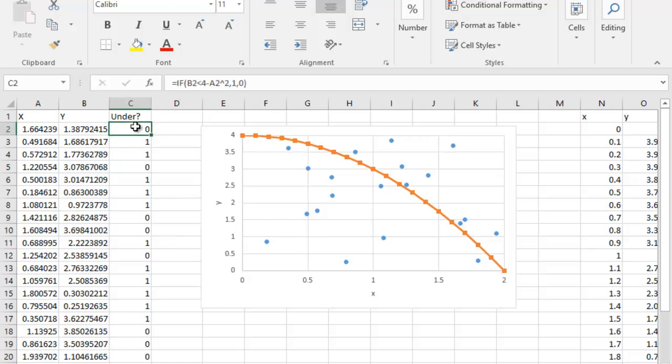Then in this column, I built an if command. So what this is checking is if the y coordinate is less than 4 minus the square of the x coordinate. So Excel is just checking if y is less than 4 minus x squared, which is exactly what I want to do to check if a point is under the curve. If so, return a 1. That dart was a success. It landed under the curve. If not, then return a 0. That dart failed. It did not fall under the curve.